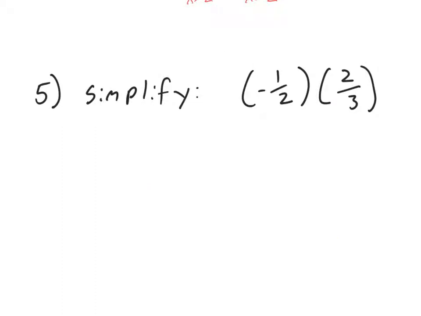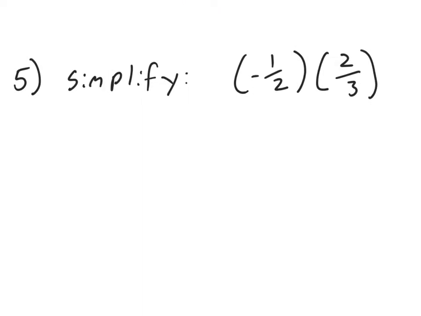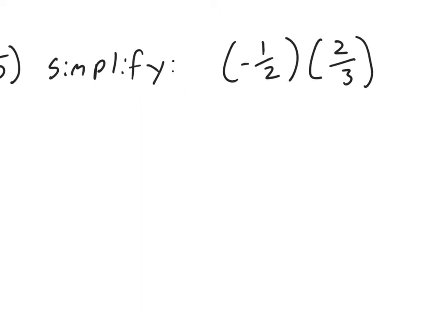Number 5 is asking us to simplify negative 1/2 times 2/3. So in this case, simplify means that we want to multiply these two together. So let's look at it real quick and see what we can do. If you remember how to multiply fractions, you just multiply straight across. But as a shortcut, what I can do is I can cross simplify.